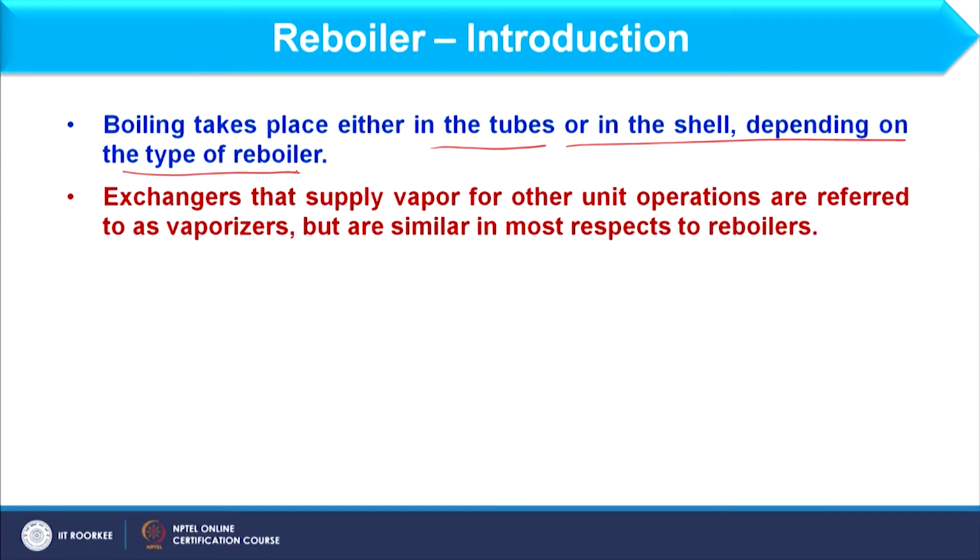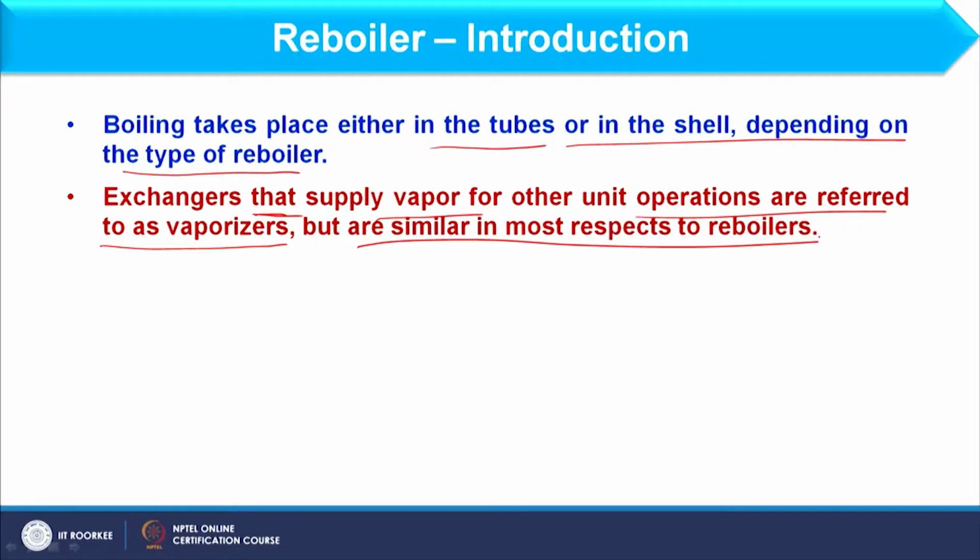Further, exchangers that supply vapor for other unit operations are referred to as vaporizers, but are similar to reboilers in most respects. As far as design, operation and construction are concerned, both units are the same, but the purpose is slightly different. A reboiler only provides vapor to a distillation column, however, a vaporizer provides vapor to any unit operation. That is the only difference.